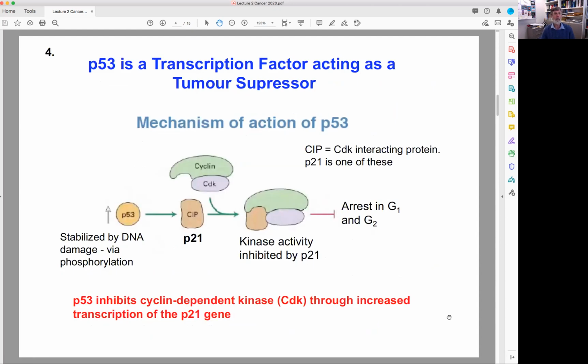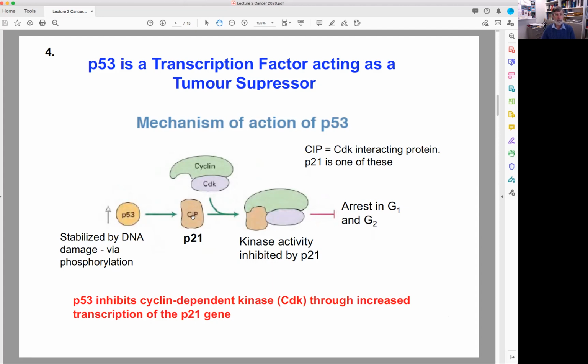So let's move on and talk about P53, a very important protein in cancer. It's actually a transcription factor and it acts as a tumor suppressor. If we just briefly look at the mechanism of action of P53, it's a transcription factor and it stimulates the transcription of the gene for this CIP protein, an example of which is P21.